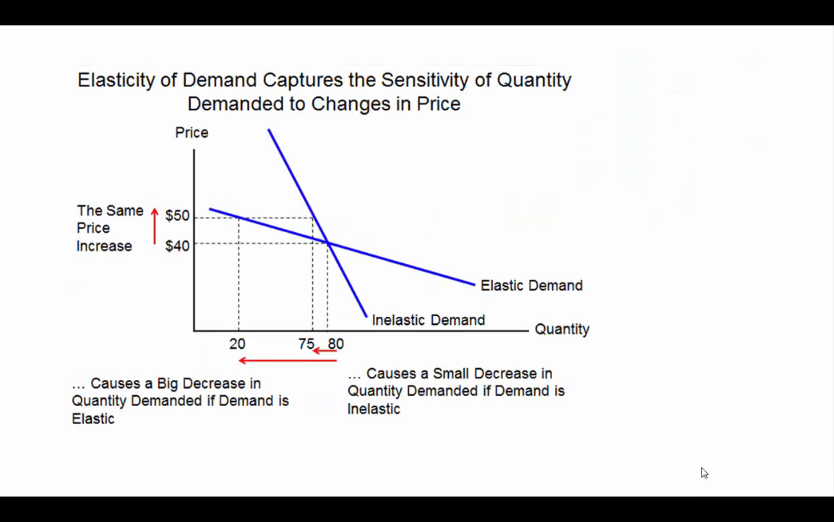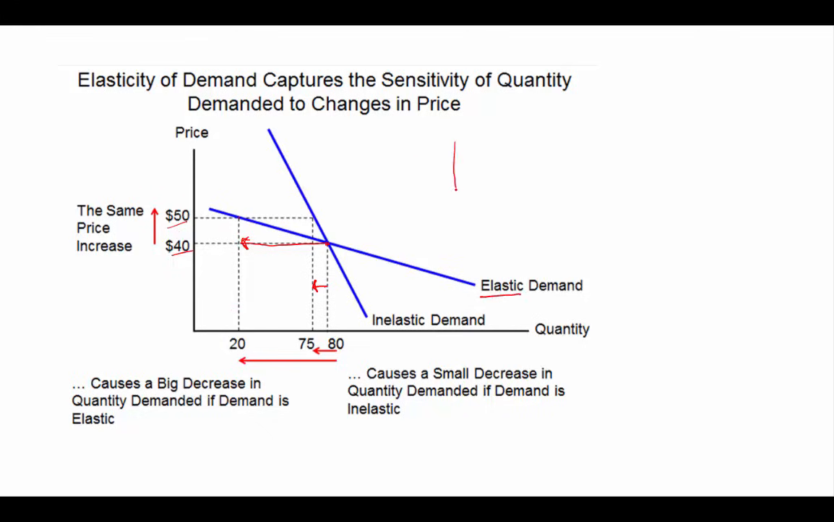Now, just to wrap things up, elasticity of demand captures sensitivity or responsiveness of quantity demanded to changes in price. And it's very useful to think about two demand curves that go through the same point. Because when we look at the same change in price, so here we're going from 40 to 50 in price, you can see that for the inelastic demand curve, the quantity doesn't change much at all. It only changes by 5. So it's a relatively small quantity response to a given change in price. Whereas the elastic demand curve has a significant change. Quantity goes from 80 all the way down to 20. Okay, much more responsive quantity change to a given change in price, and hence that's elastic.